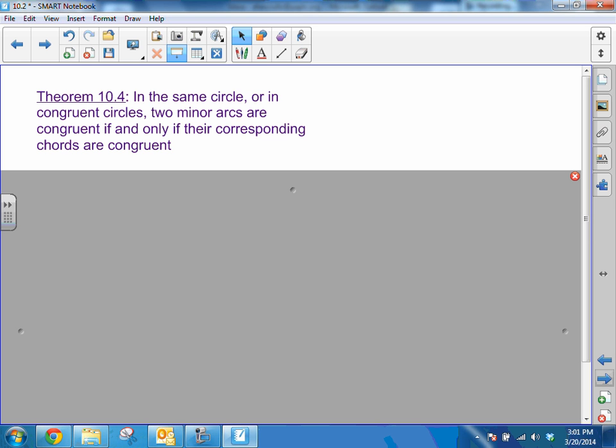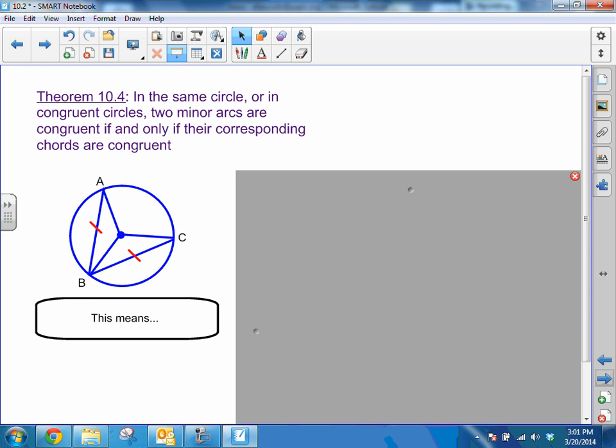Okay, so besides a circle, what do you need in this picture? Yeah, you need chords. Okay, so let's go ahead and draw. It should look something like this.